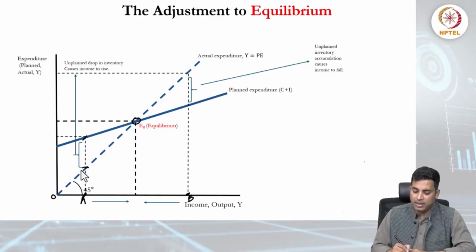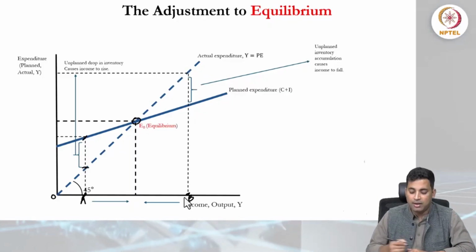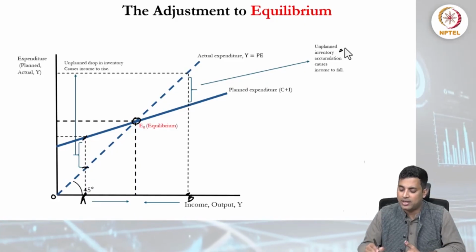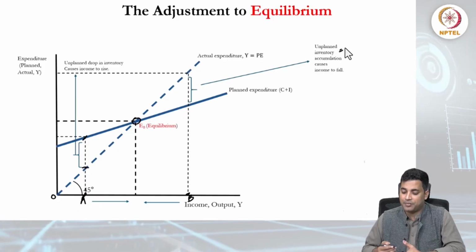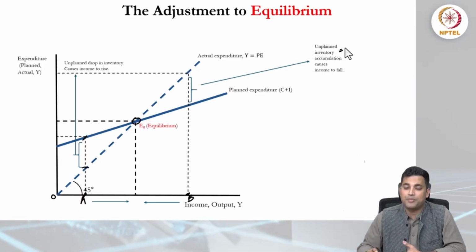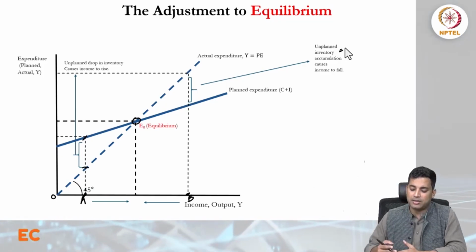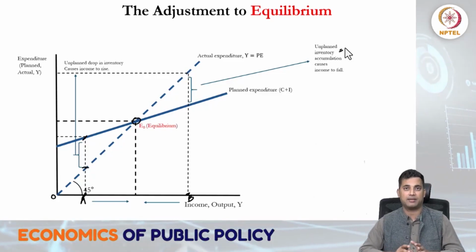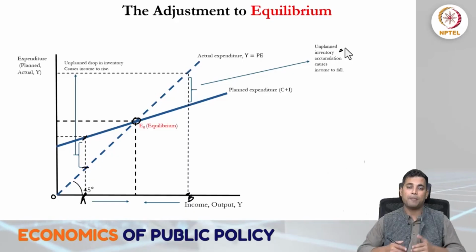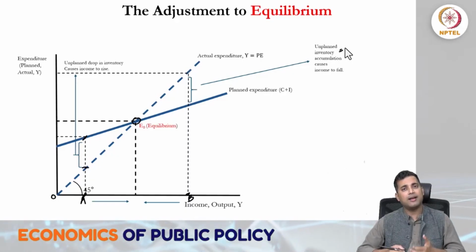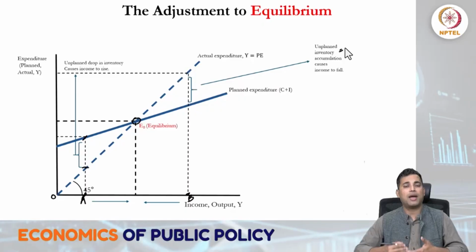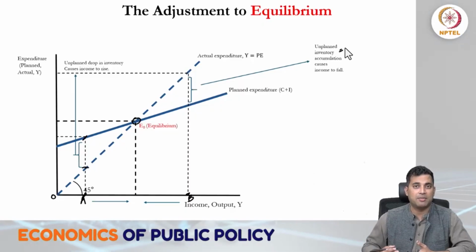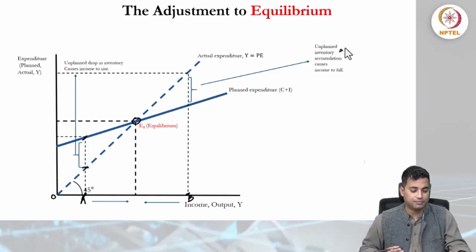The other point, point B, is where actual expenditure is much higher than the planned expenditure. This is what we call unplanned inventory accumulation, which causes income to fall. So actual expenditure is higher than the planned expenditure. This is the adjustment to equilibrium in the Keynesian cross that we are talking about, and it is very important from the macroeconomic policy point of view, where the economy will be stabilized, and that's how we move.